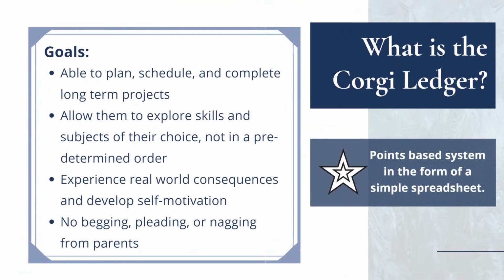Okay, just for a quick review, what is the Corgi Ledger? It's just a points-based system in the form of a simple spreadsheet. The goals of our homeschool is to have our children be able to plan, schedule, and complete long-term projects. We also want to allow them to explore skills and subjects of their choice, but not in any kind of predetermined order. They get to pick the order. We also want them to experience real-world consequences and develop their intrinsic or self-motivation. And most importantly, we want to make sure there's no begging, pleading, or nagging on our part.